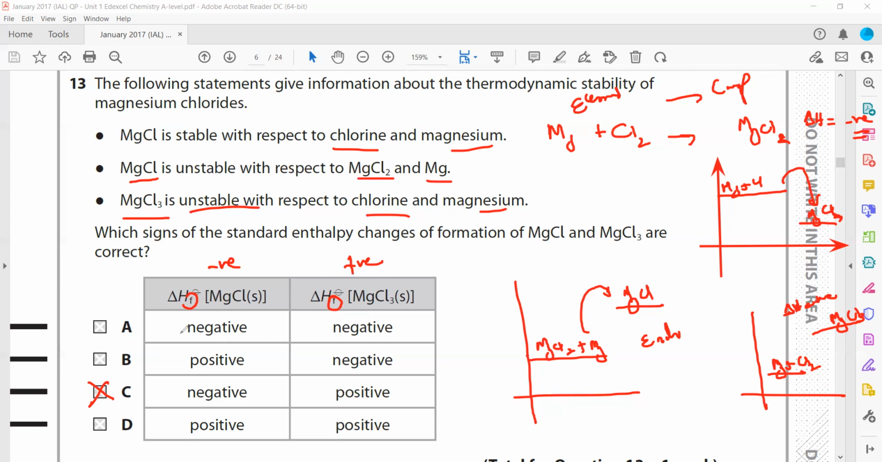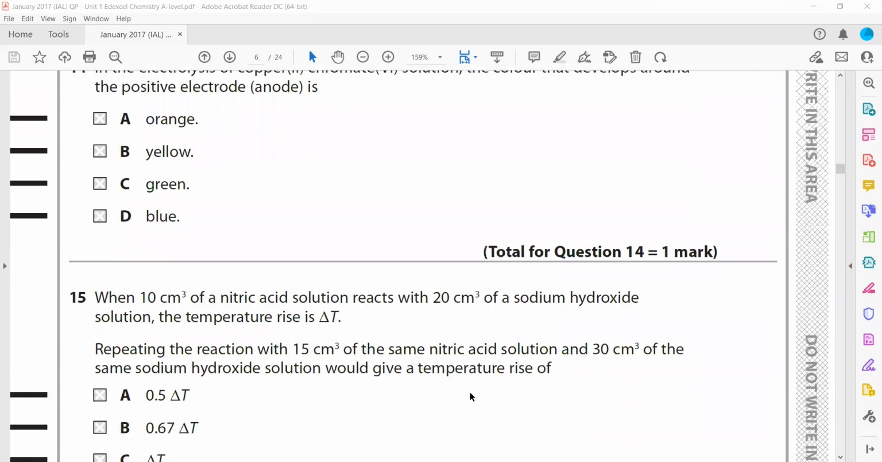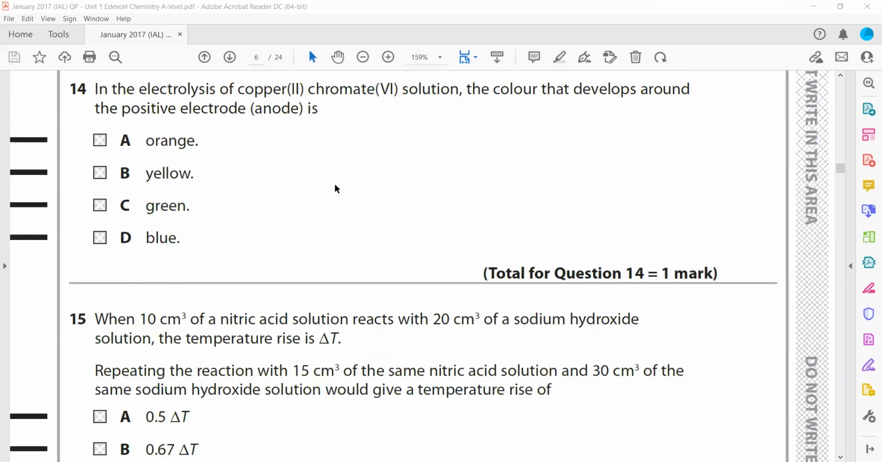Because formation is always a comparison of elements and compound. So if it is stable, it means the product is having low energy. The substance which is stable will have low energy. If reactant has low energy and product high energy, it is endothermic, and the opposite will be there for exothermic.